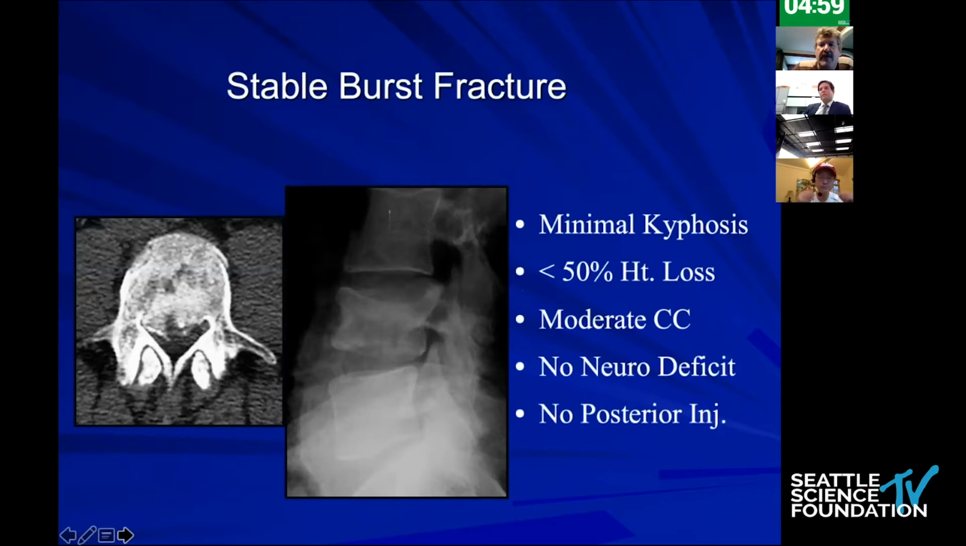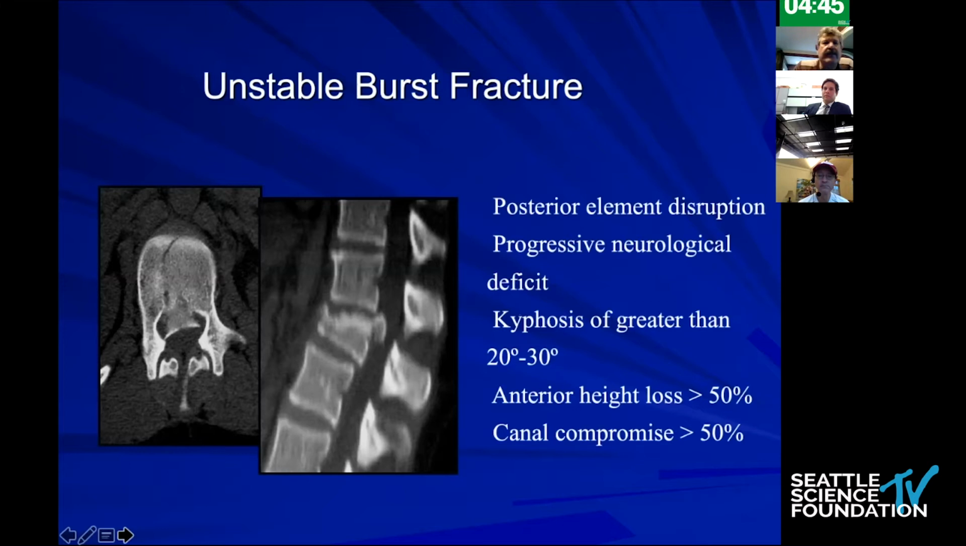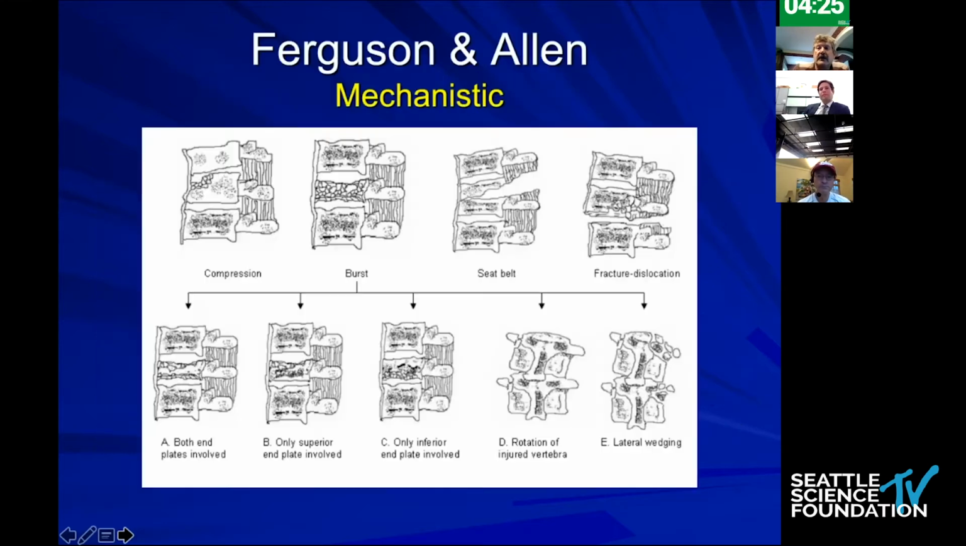So a stable burst typically had minimal kyphosis, less than 50% loss of height, moderate to mild canal compromise, no neurodeficit, no posterior injury. The unstable fracture tended to have a lot of posterior fracture, tended to have neurological deficits, greater than 20 to 30 degrees of kyphosis, and this concept of greater than 50% loss of height and canal compromise.